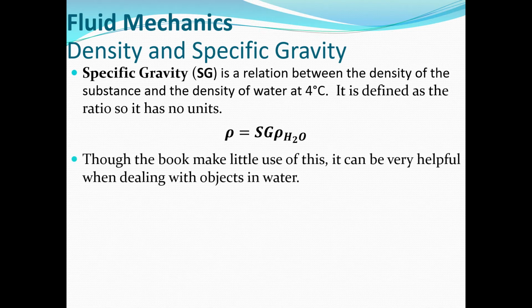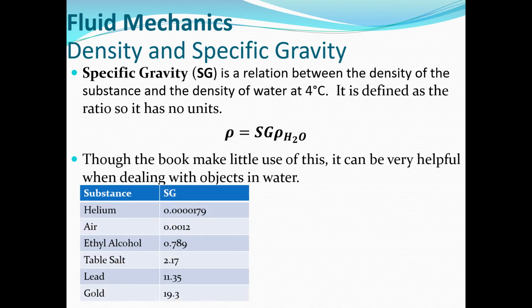Now, we're going to return to this in probably a few minutes, maybe 5 minutes or so. We'll see that this actually gives us a really nice relationship when it comes to buoyancy. So here are some specific gravities. As we see here, helium has a very low specific gravity, so that means it's a much less dense substance than water, while gold has a very high specific gravity.